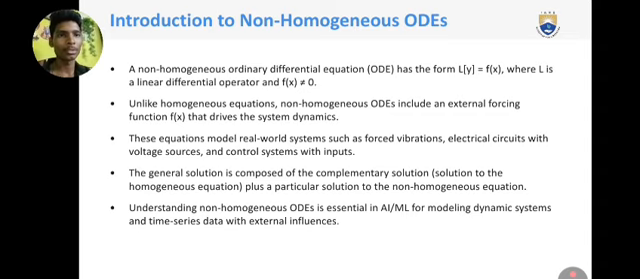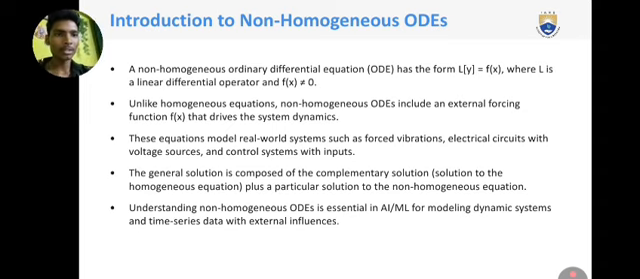Introduction to non-homogeneous ODEs. A non-homogeneous ordinary differential equation, called an ODE, has the form L of y is equal to f of x, where L is a linear differential operator and f of x is not equal to 0. Unlike a homogeneous equation, a non-homogeneous ODE includes an external forcing function f of x that drives the system dynamics.